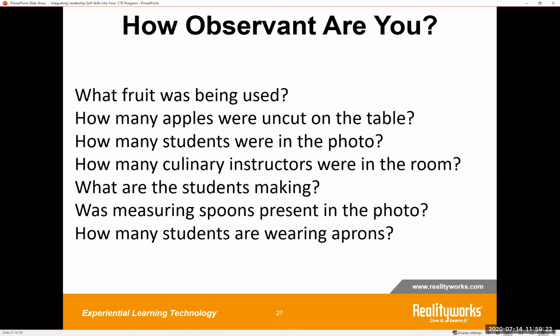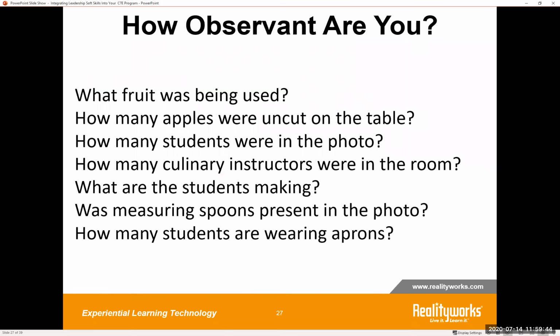After your students have finished viewing it, then you could pose some detailed questions. And if you'd like to, for fun, go ahead and jot down the answers to these 6 questions on a sheet of paper you might have available to you, and I'll share the answers with you. So what fruit was being cut? How many apples were uncut on the table?